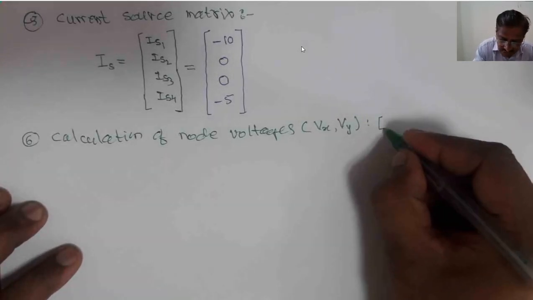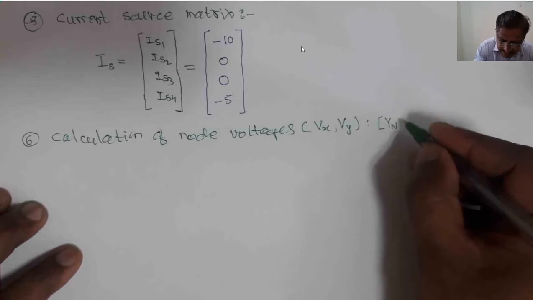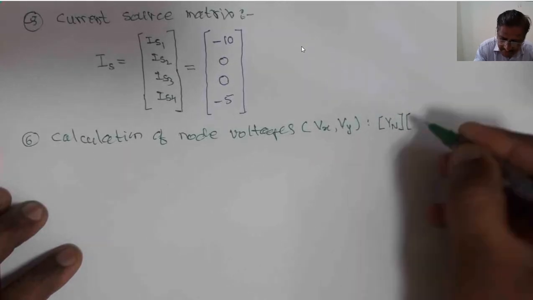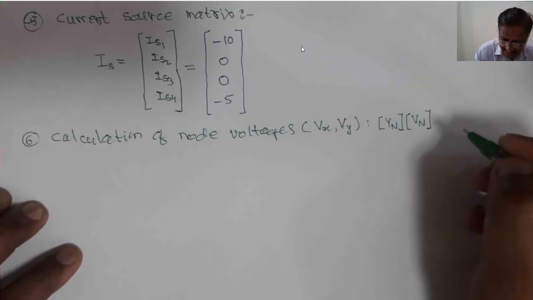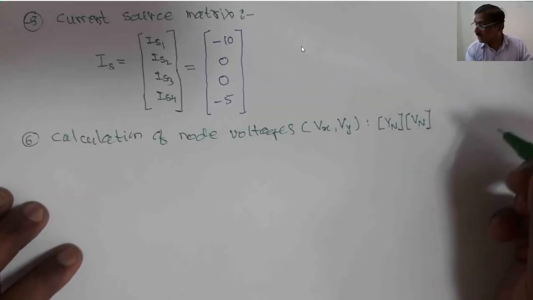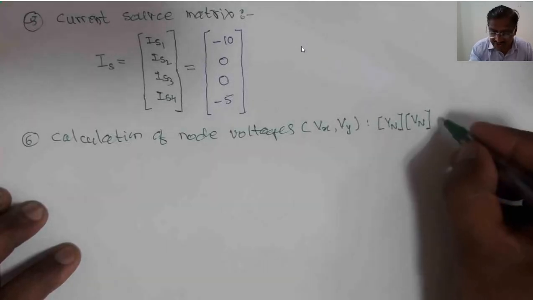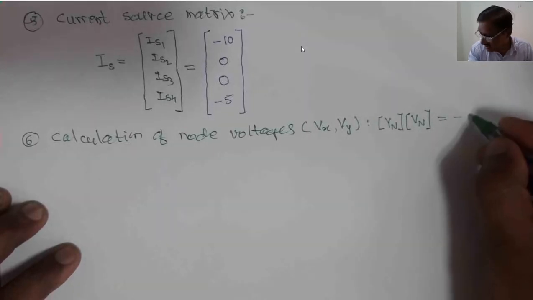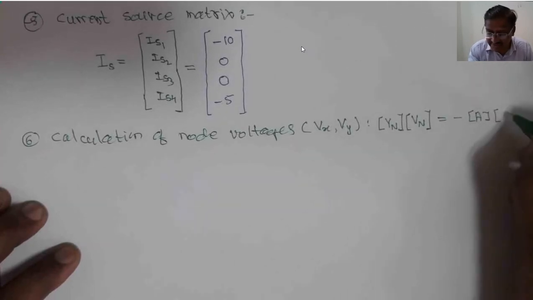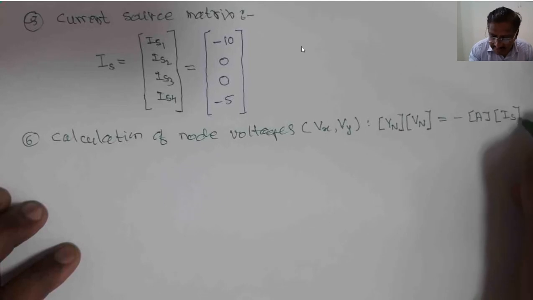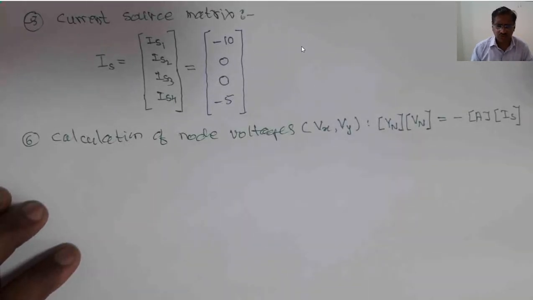This is matrix Yn into Vn. What is Yn? Node admittance matrix. This Vn is the node voltages, which is equal to minus A, the reduced incidence matrix, into the matrix Is, that is the current source matrix.